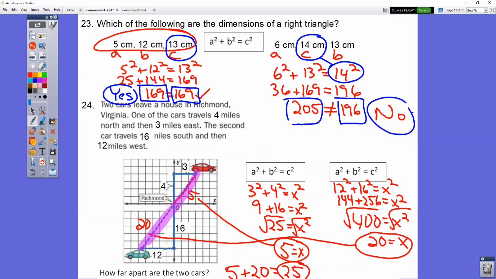This would be a no because the numbers are not equal to each other. It does not form a right triangle.